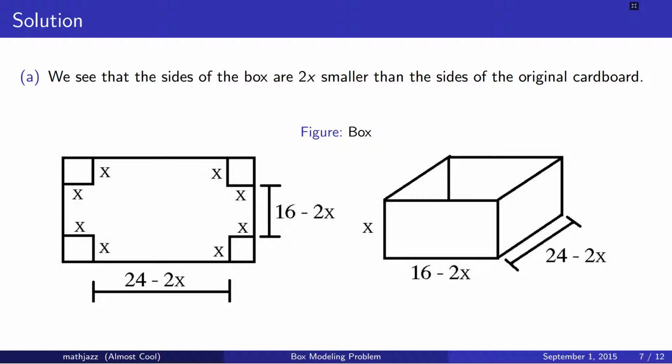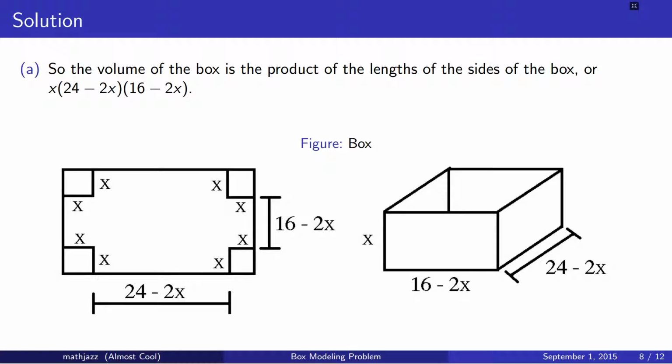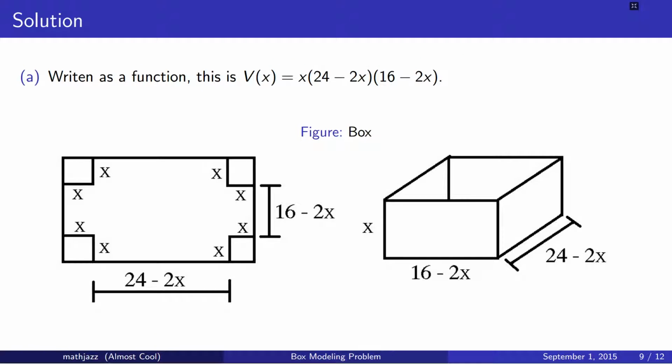So one of these sides is going to be 16 minus 2x, and the other side is going to be 24 minus 2x. And so now we have all three of the relevant dimensions for this box: height of x, width of 16 minus 2x, and depth of 24 minus 2x. The product of these is the volume. If we want to write this as a function, V of x, the volume, is equal to x times (24 minus 2x) times (16 minus 2x). So this is our function.